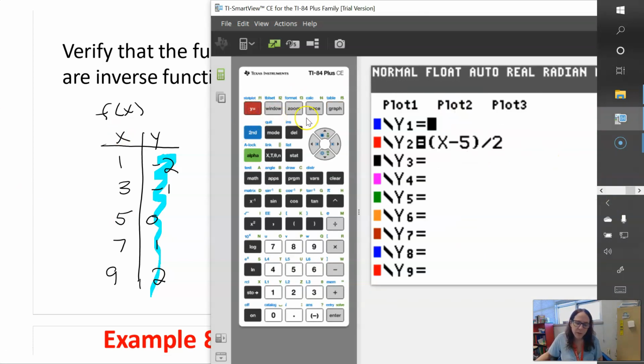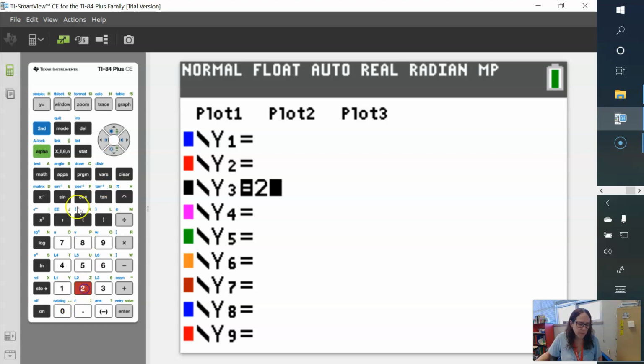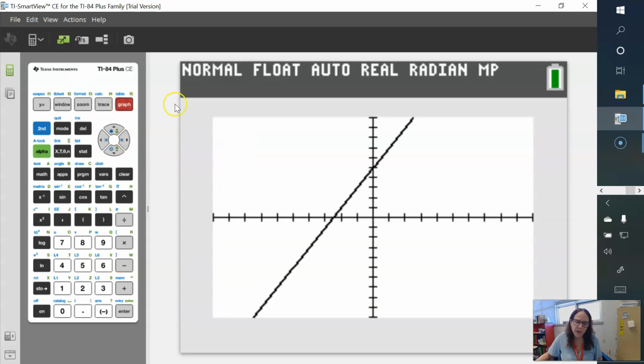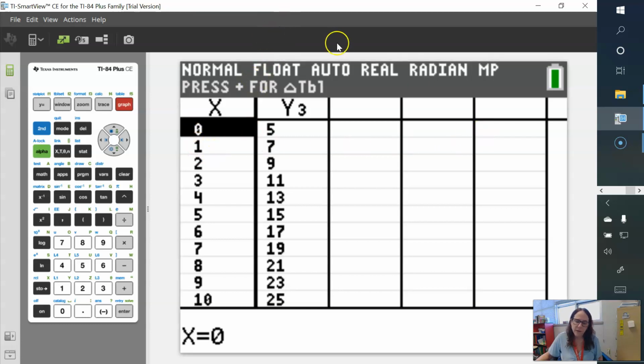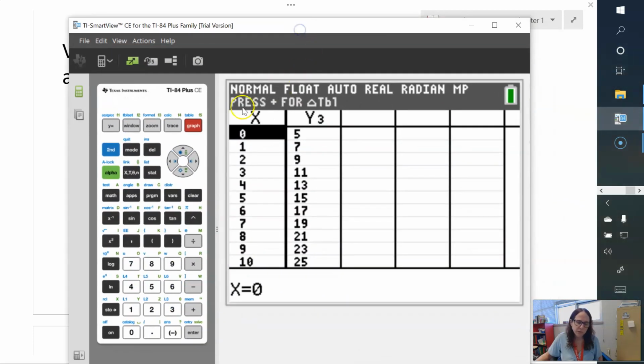So we're going to go to y equals, clear, and we're going to graph 2x plus 5. Let's graph that, and then we'll open the table. Here's my table, and I want to use for my x values negative 2, negative 1, 0, 1, and 2. So I need to scroll up a little bit. Negative 2 is 1, negative 1 is 3, so I have a 1, 3, 5, 7, 9.